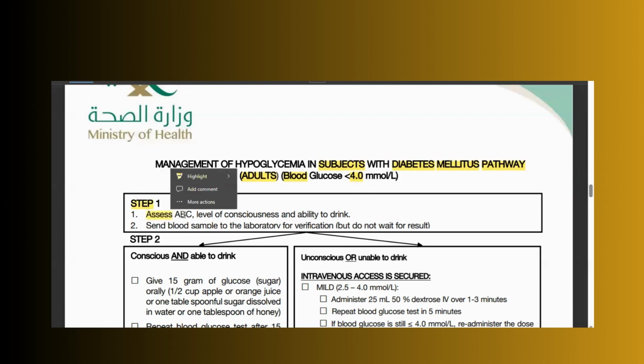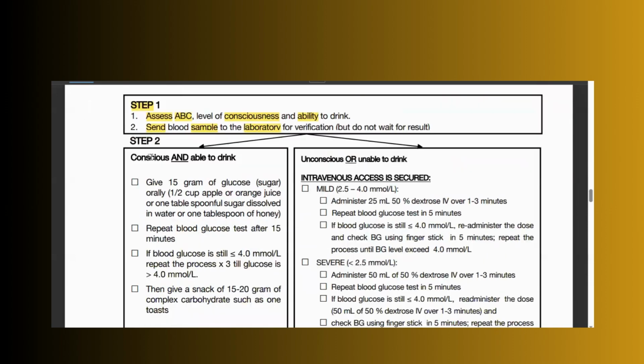Assess the ABC, level of consciousness and ability to drink. Send the blood sample to the lab for verification, but do not wait for the result. Then, if the patient is conscious and able to drink, and if the patient is unconscious or unable to drink.